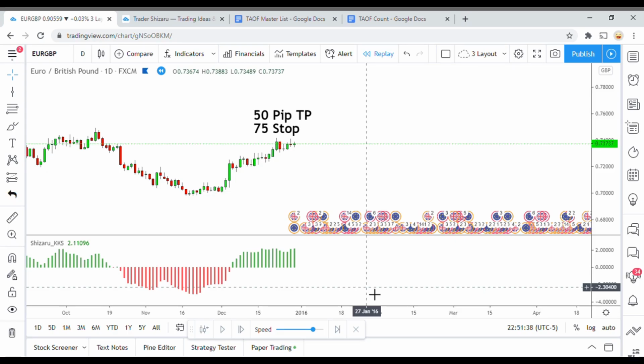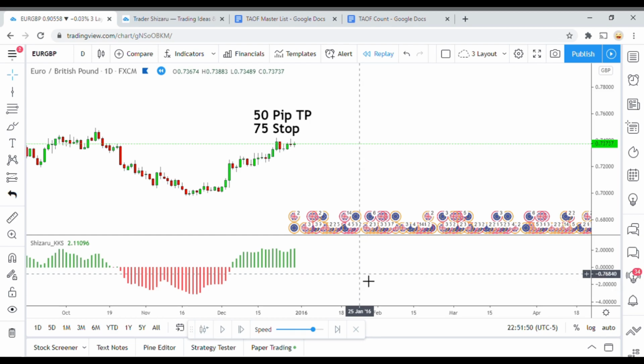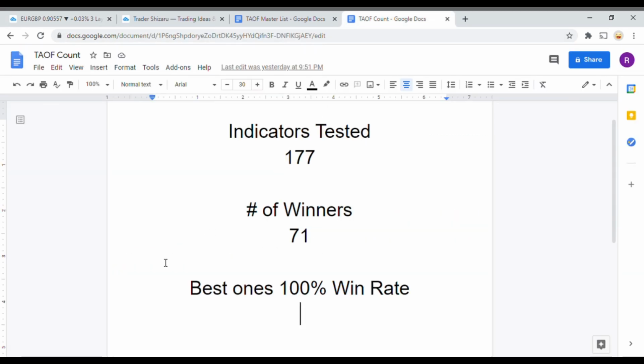All right, as I said, today we will be testing the Kuskus Starlight indicator. But before we do, I wanted to put the indicator scoreboard up for everyone to see. So, to date, we have tested 177 indicators. And out of those 177 indicators, 71 of them have been winners, which means that they have met or exceeded the 60% win-loss ratio threshold that we have set for them.